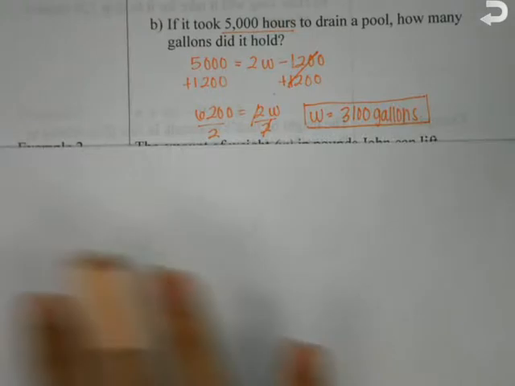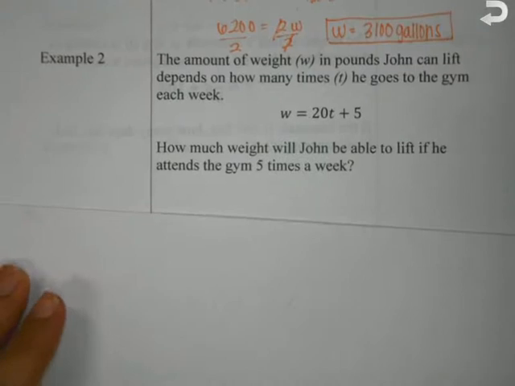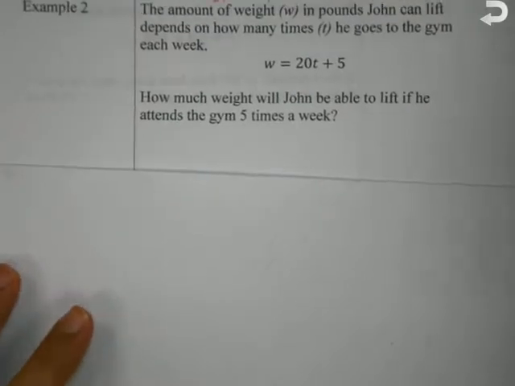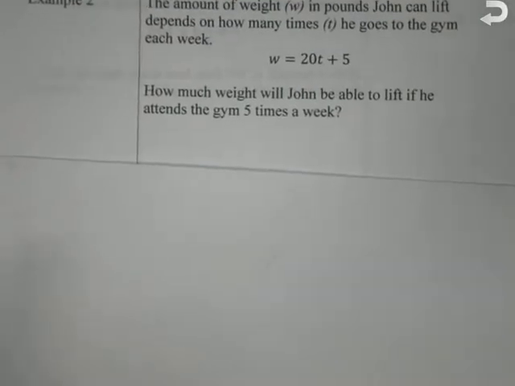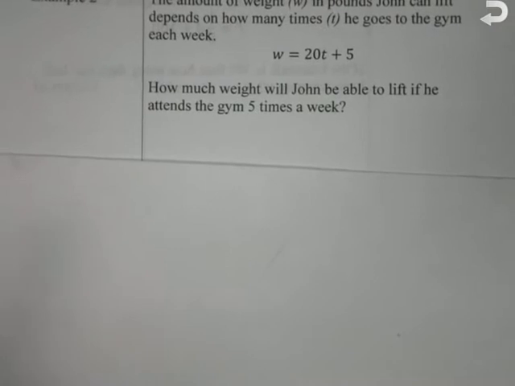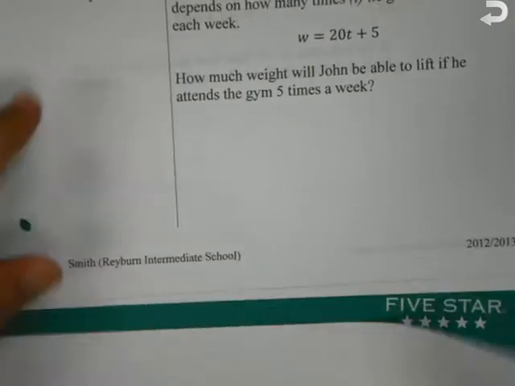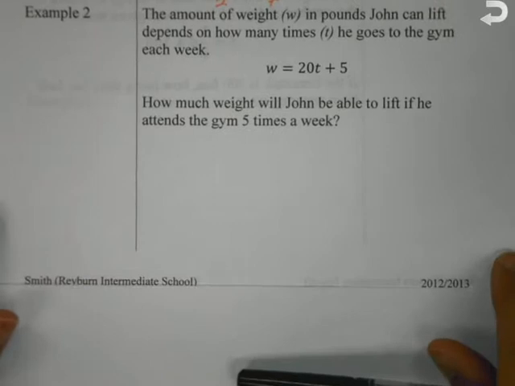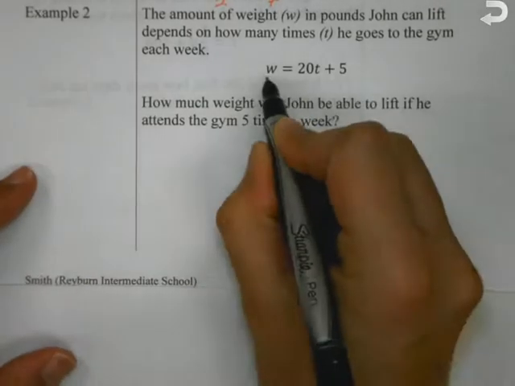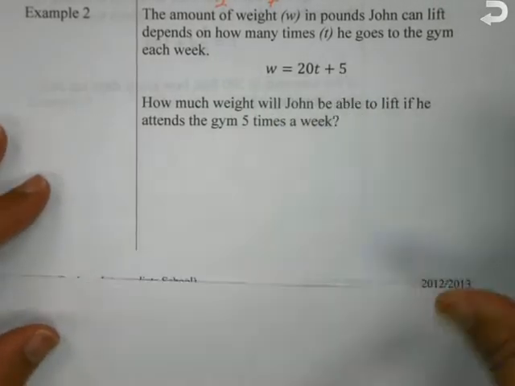Alright, so let's look at example 2. The amount of weight W in pounds that John can lift. So W is the amount of weight. It depends on how many times T he goes to the gym. So T is how many times he goes to the gym each week. Here's your equation: W equals 20T plus 5.